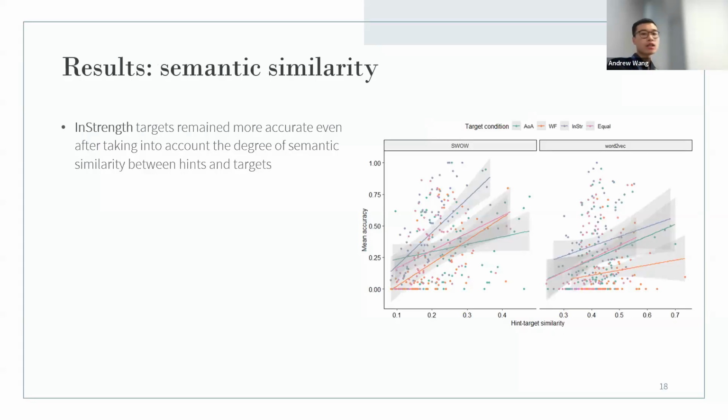What we also found, when we looked at those semantic similarity metrics that we used to select hints for target words, so the semantic similarity between the targets and each of their hints, was that target words with higher similarity to their hints had higher accuracy, as you would expect. But that still doesn't explain the differences between our target conditions. In-strength target words still had high accuracy, even after taking into account the degree of semantic similarity between the hints and the targets.